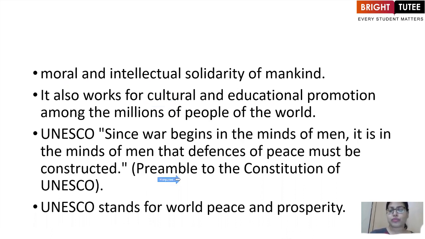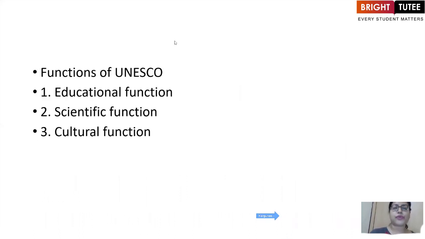If you look at what is mentioned in the preamble to the Constitution of UNESCO, it reads like this: since war begins in the minds of men, it is in the minds of men that defenses of peace must be constructed. So through education, UNESCO is trying to ensure that peace is maintained across all nations and cultural and educational promotion can be carried out. UNESCO therefore stands for world peace as well as world prosperity. It's not for one particular culture's prosperity that it's aiming, it's for world peace and world prosperity.